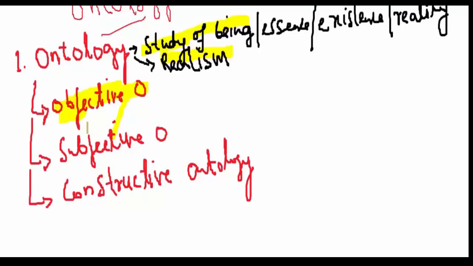And constructive ontology is kind of a mix-up between the objective and subjective ontology, which means that social reality is worked at and created by the people. So constructive ontology says social reality is worked at and created by the people. So it's kind of midway between the objective and subjective ontologies.